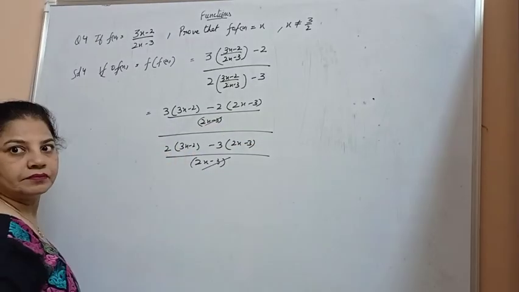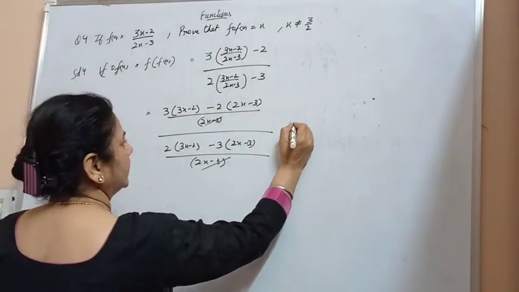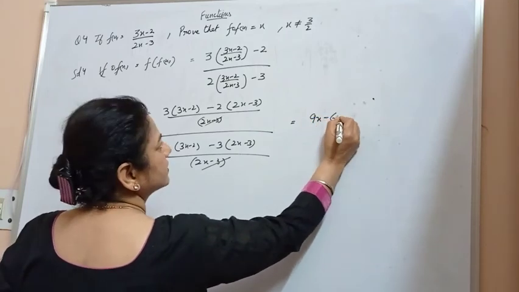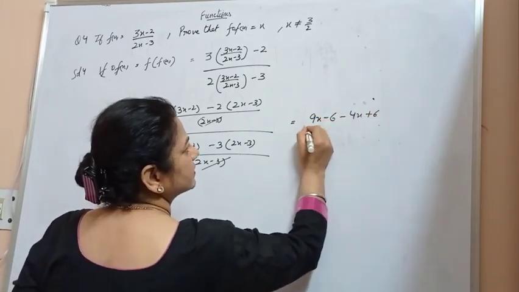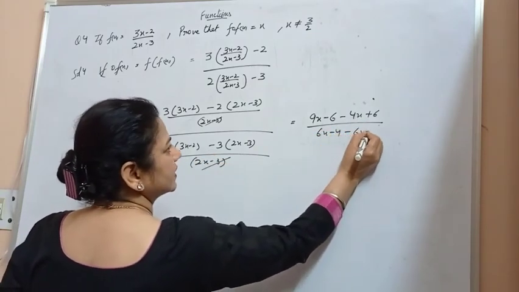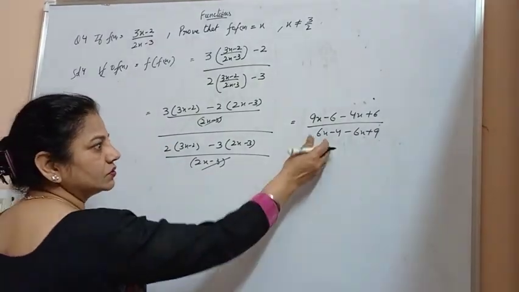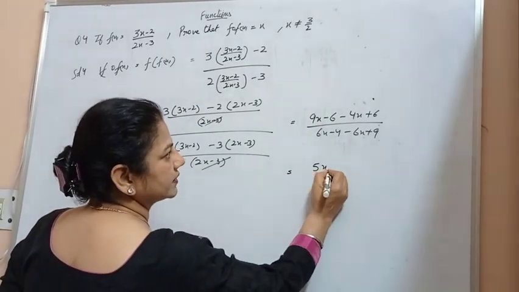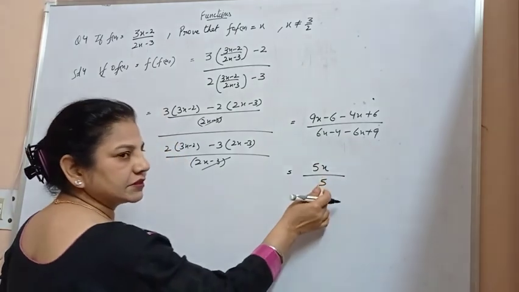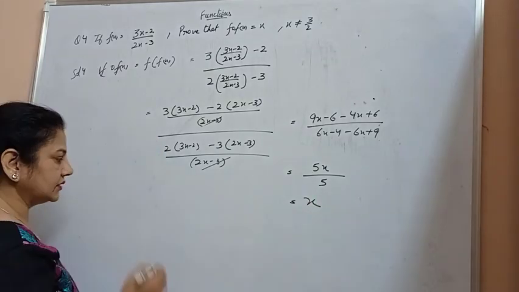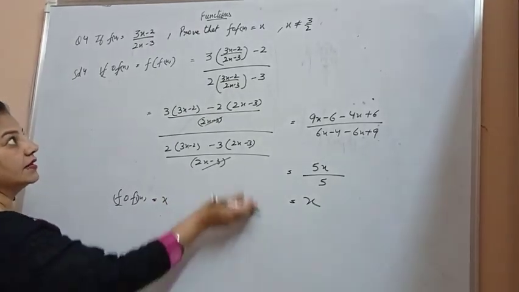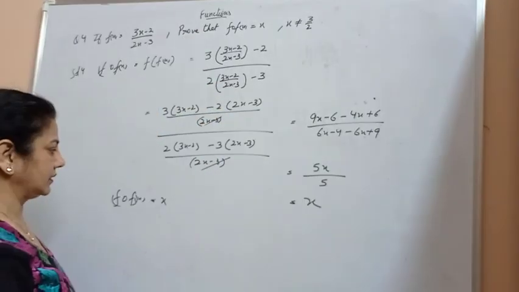This cancels out. Multiply the numerator. It becomes 9x minus 6 minus 4x plus 6 divided by 6x minus 4 minus 6x plus 9. On solving, I get 5x divided by 5. So 5x upon 5 is only x. This is what I have to prove, that f of f(x) is equal to x, and hence I proved it. Hence proved.